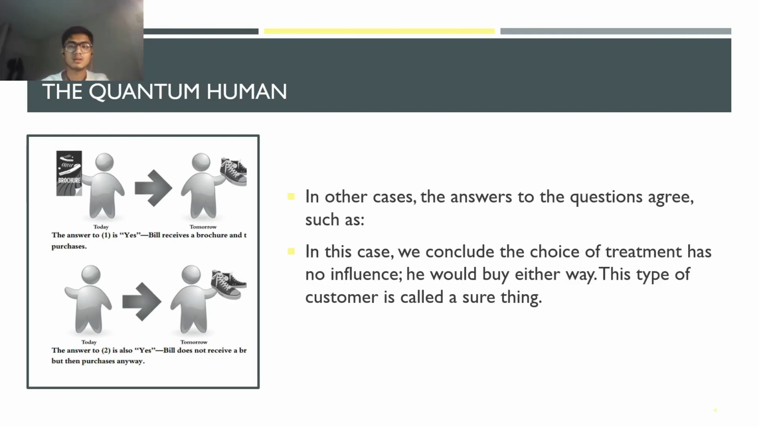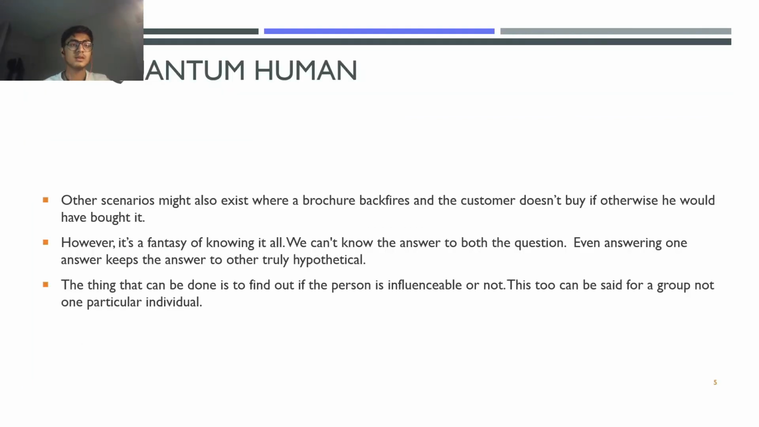In other cases, the answers to the questions agree. In this case, we conclude the choice of treatment has no influence. He would buy either way. This type of customer is called a sure thing. If he receives a brochure or he doesn't receive a brochure, he is going to buy that thing. There are some other examples of quantum humans, such as if the brochure backfires and the customer doesn't buy, when otherwise he would have bought it.